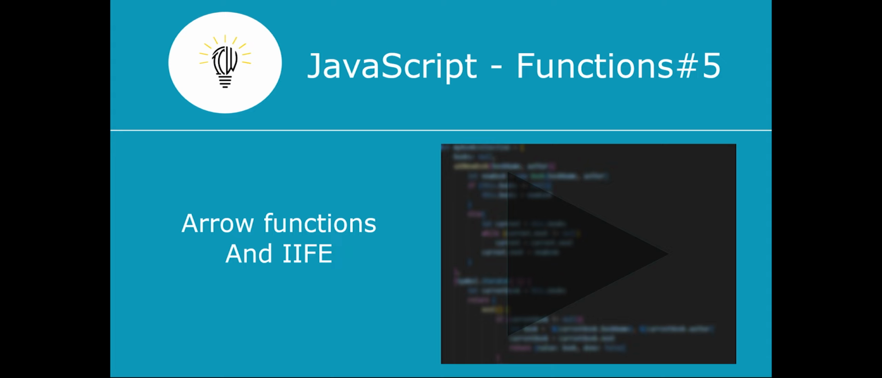In this fifth video of the JavaScript function series, I will discuss the arrow function and IIFE, which is the immediately invoked function expression. We will learn to write these different types of functions and understand their differences and suitability. I start with arrow functions.